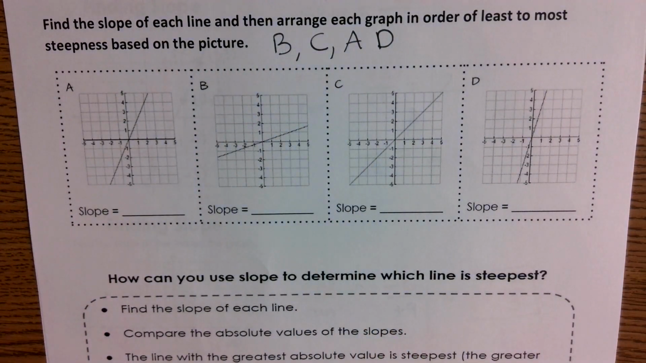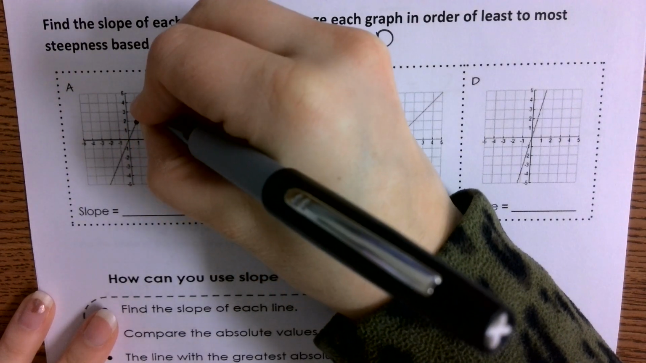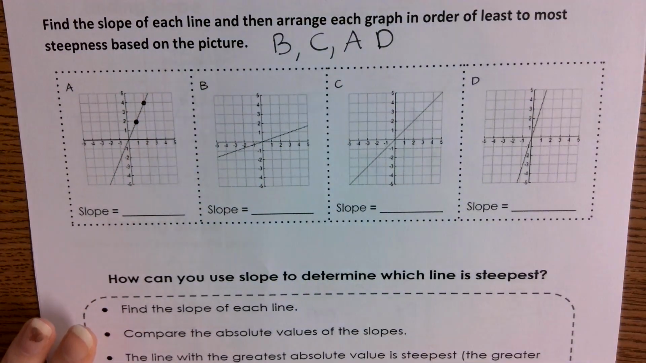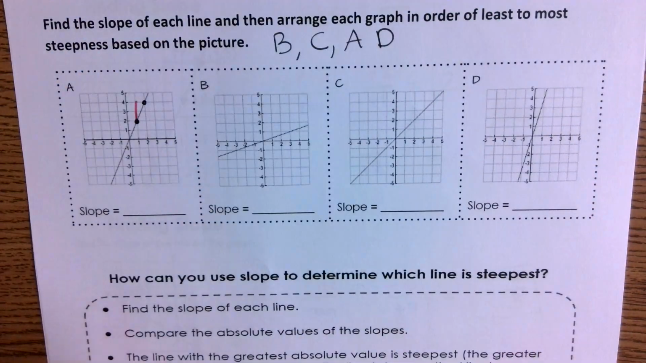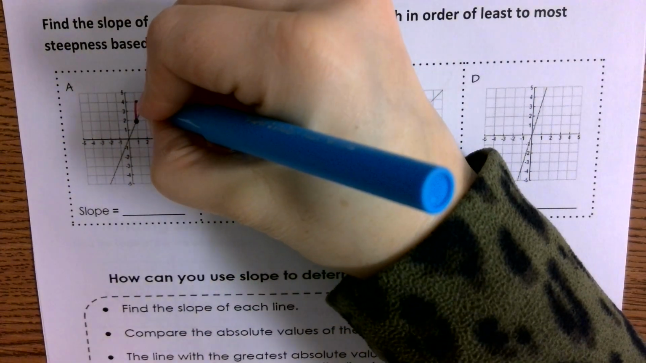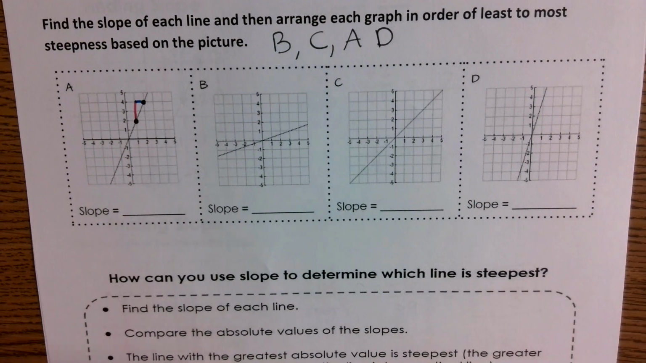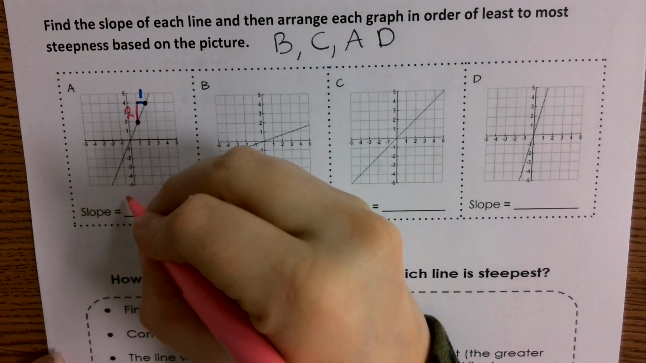So now let's go ahead and take a look at what their actual slopes are. So again, picking 2 points on the graph. Okay, I have a point right here and right here on my first graph, for graph A. So graph A is going up 2, and then it's going to the right 1. So we have a slope of 2 over 1. 2 over 1 is just going to come out to 2.